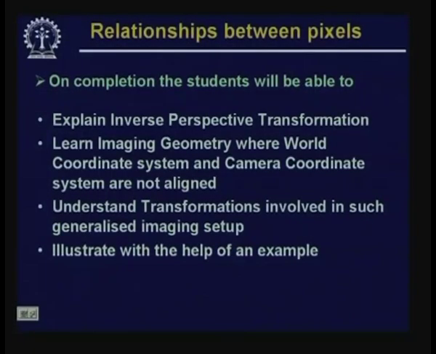In today's lecture, we will take a generalized imaging model, where the camera coordinate system and the 3D world coordinate system are not aligned, which is a general situation. Then we will try to see what transformations are involved in such a generalized imaging setup, which will help us understand the image formation process in a generalized setup. Then we will illustrate this concept with the help of an example.